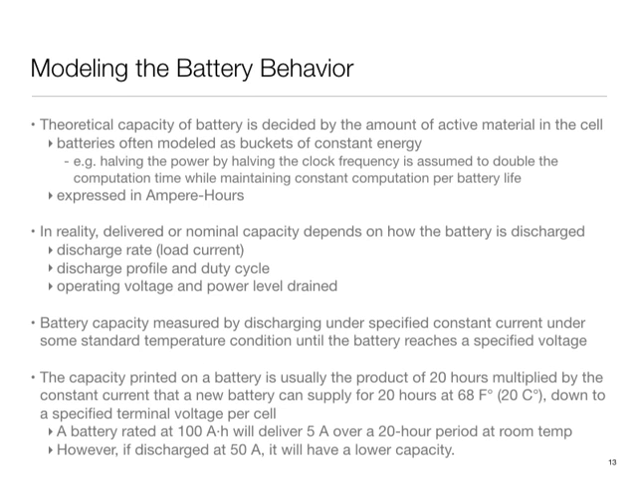If I were to draw that amount of current from the battery, then it will last that long. If you were to draw twice the current, it doesn't mean it will last half the time. It will probably last less than half the time, and so on. So there's a non-linear dependence on that. Capacity printed on a battery is usually the product of 20 hours multiplied by a constant current that the battery can supply for 20 hours at 68 degrees Fahrenheit, at a specified voltage. To cut through the language, a battery rated at 100 amp hour will deliver 5 amps over a 20-hour period at room temperature.